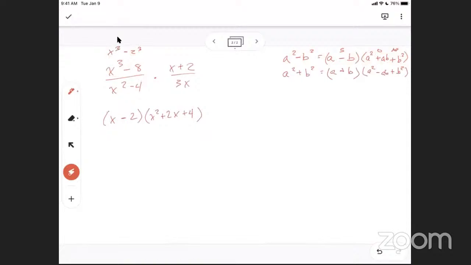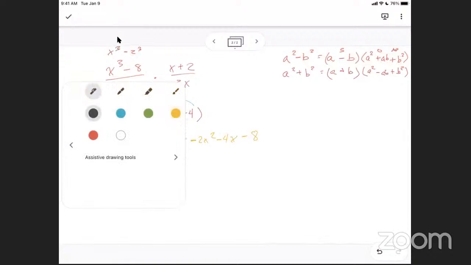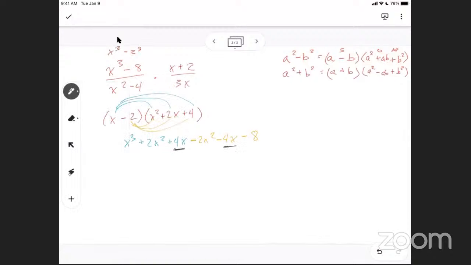Let me do it real quick and you'll see how that works. If I FOIL this out, what am I going to get? That and that is going to be X cubed plus 2X squared plus 4X, right? That and that is negative 2X squared minus 4X minus 8. What happens to the 4X and the negative 4X? They cancel. What happens to 2X squared and negative 2X squared? You see the beauty of that? So what am I left with? X cubed minus 8. And that's why that formula works.